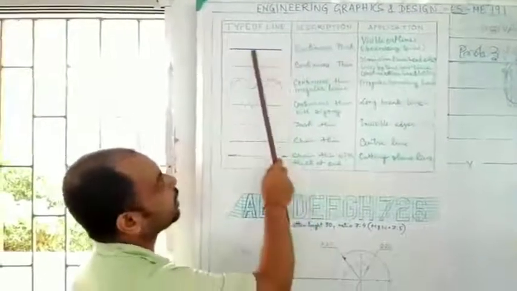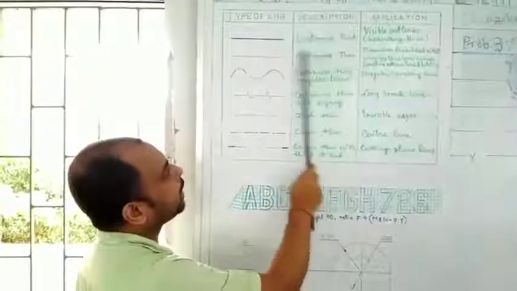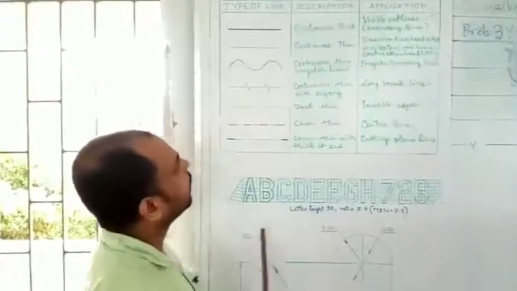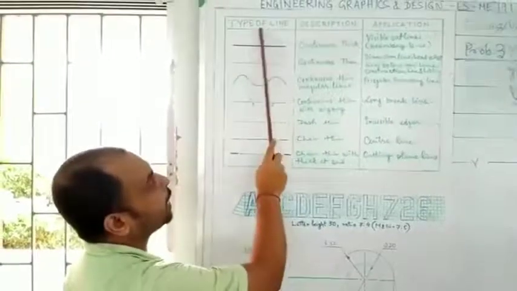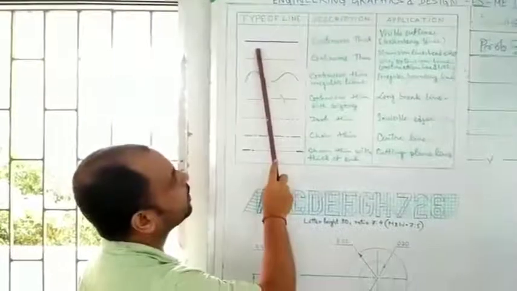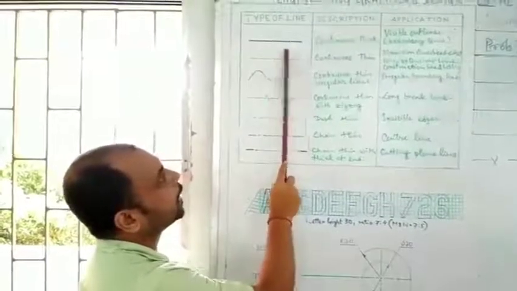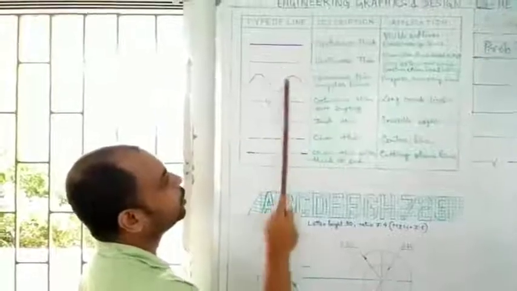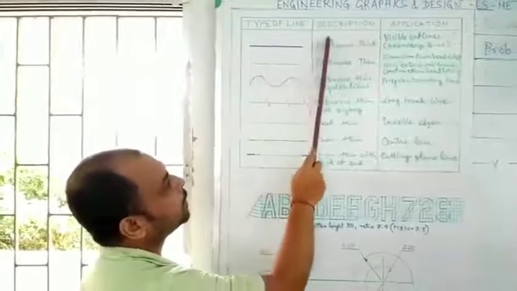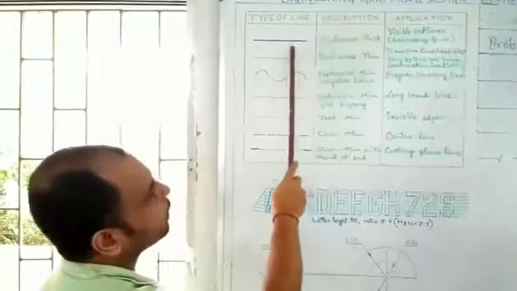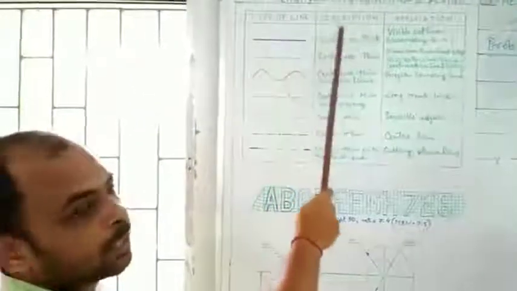So you can see over here, the different lines are shown on this particular whiteboard. Now, we have the heading of type of line. So first you can see this line. This line is somewhat thick in respect to the other lines. The second column is the description. So the first line is known as the continuous thick line.